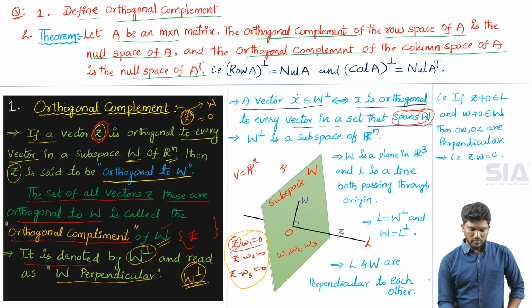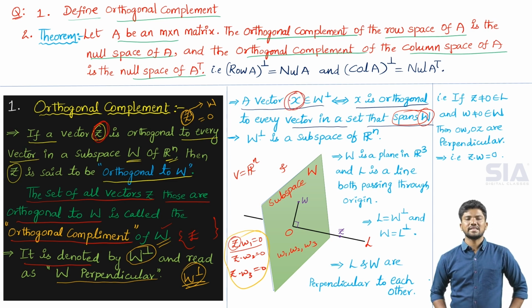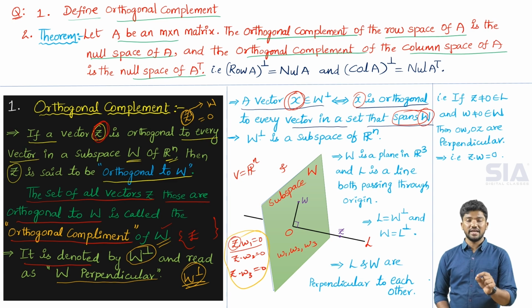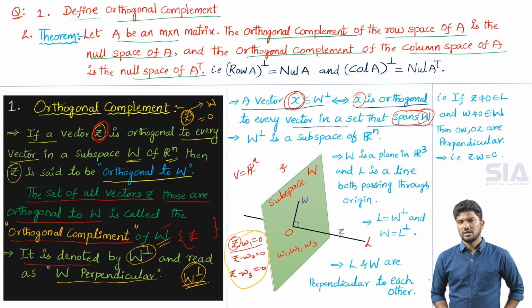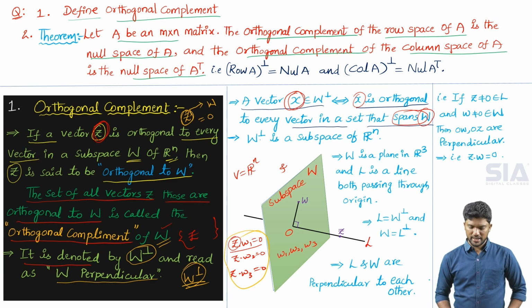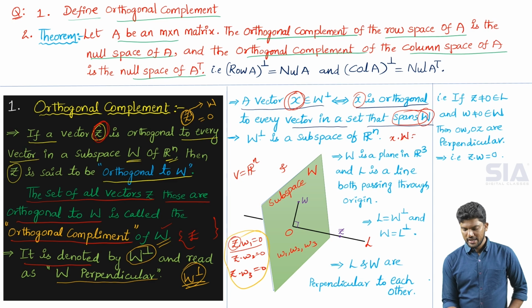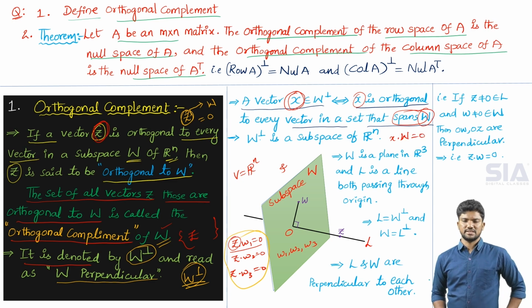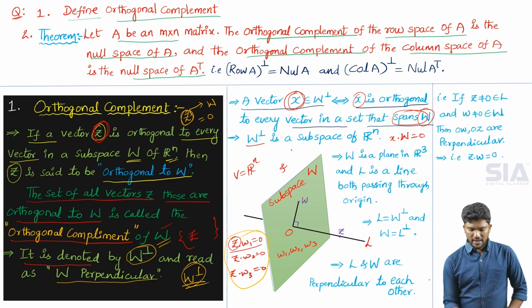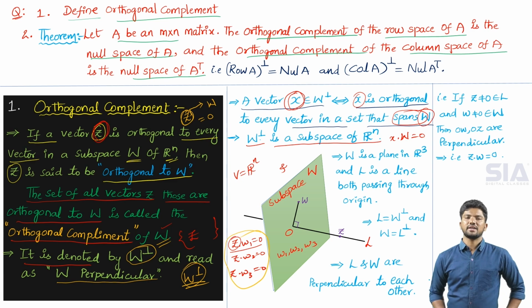Then if you take a small x belonging to W perpendicular, if and only if that x vector is perpendicular to each and every vector in W, that vector spans the subspace W. That is the condition. That means for each and every vector in W, the condition x into w is equal to 0. So W perpendicular is a subspace of Rn.